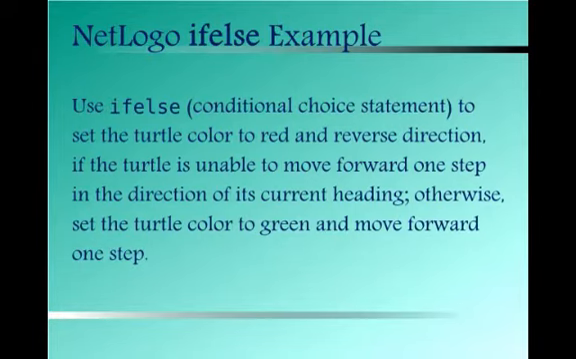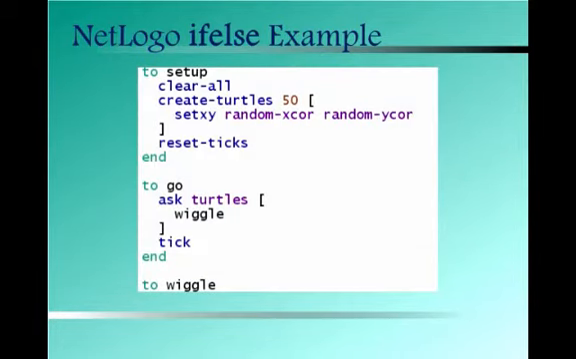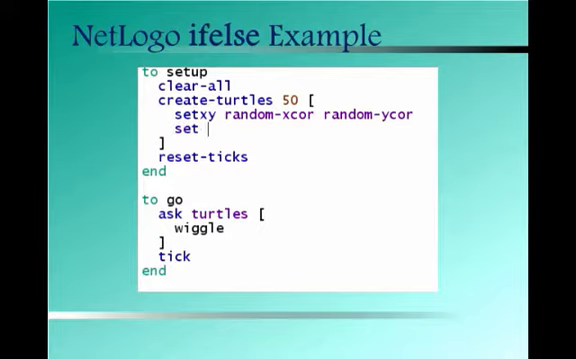To make the model more visual, I'm also going to use color to indicate whether a turtle is stuck against the wall, if even for a single iteration. If a turtle can't take a full step forward, I'll set its color to red. Otherwise, I'll set its color to green. First, I set the initial turtle color to green by adding set color green to the command block that follows create turtles in the setup procedure.